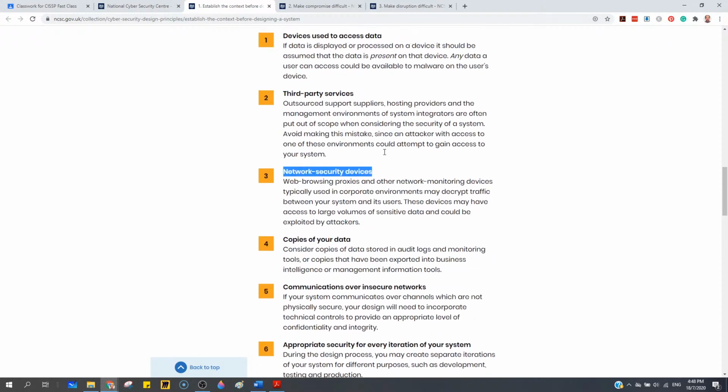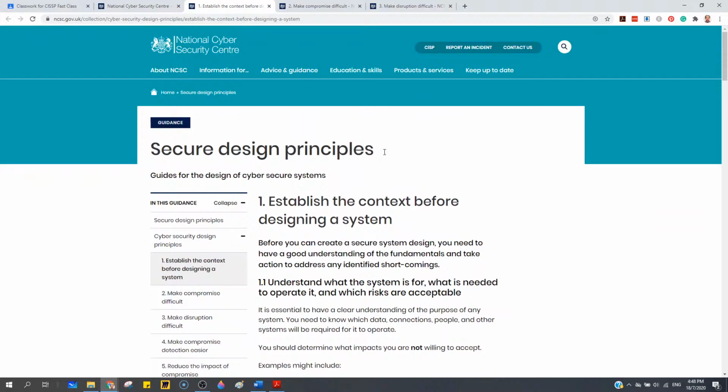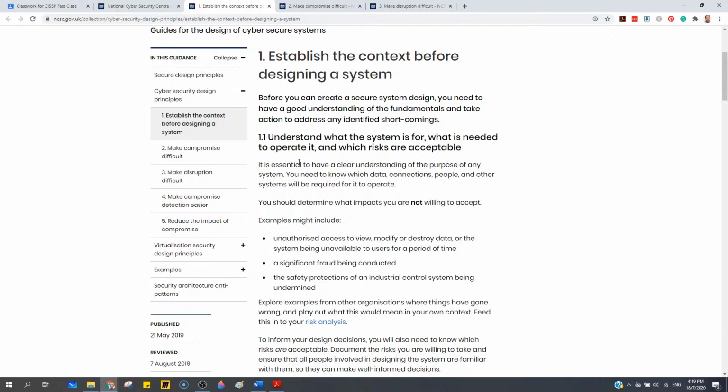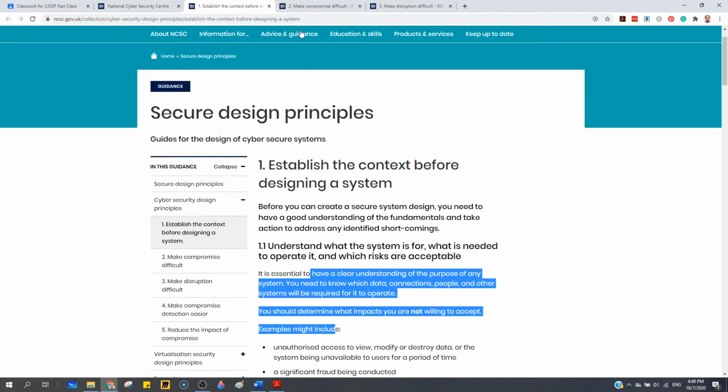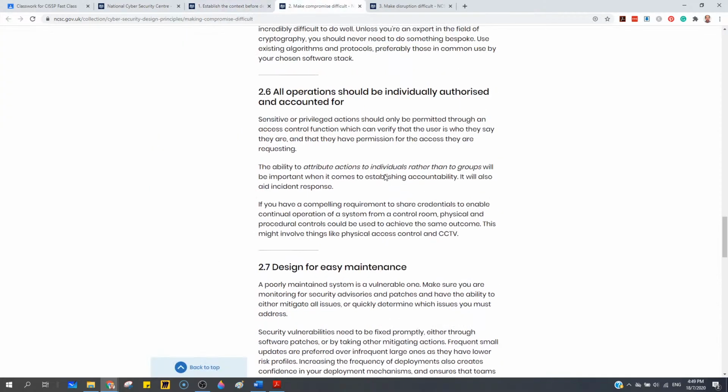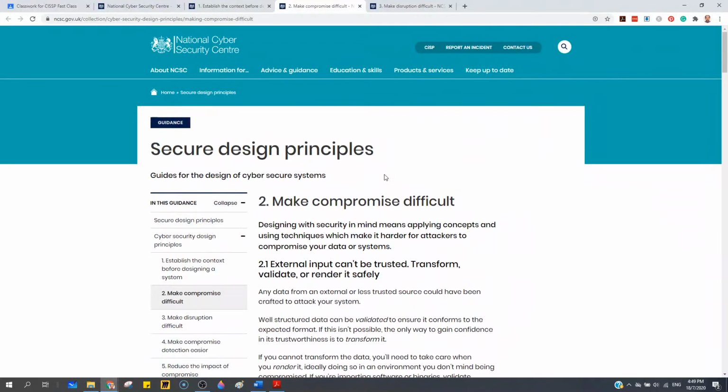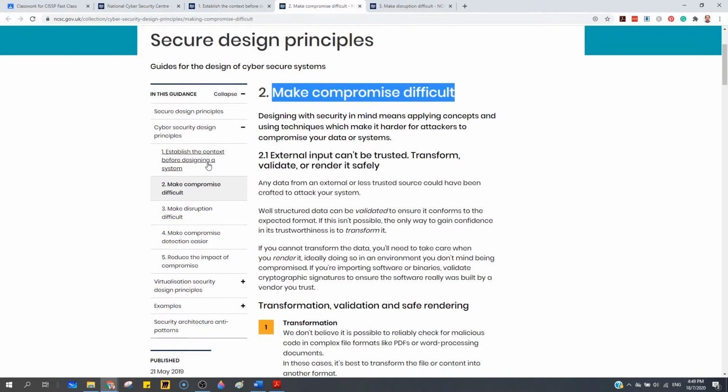Now you will say that these principles are not there in those 10 principles. No, they are there, right? Just go in depth into each and every principle, read out the whole thing, then you will see that everything is also covered in those principles. If you go to the second category, that is make compromise difficult, right? The first one was establish the context before designing a system. Then the second one is make compromise difficult, right? If anyone tries to compromise the system, then try to make it difficult using these secure design principles.